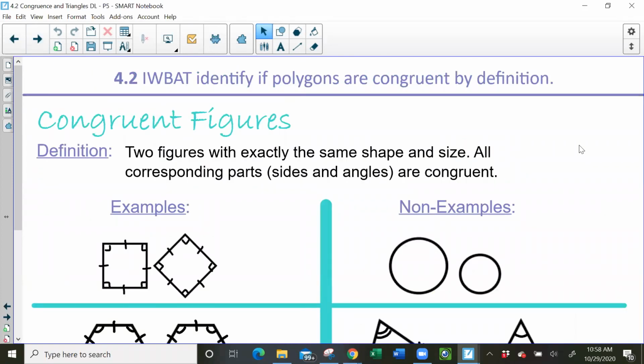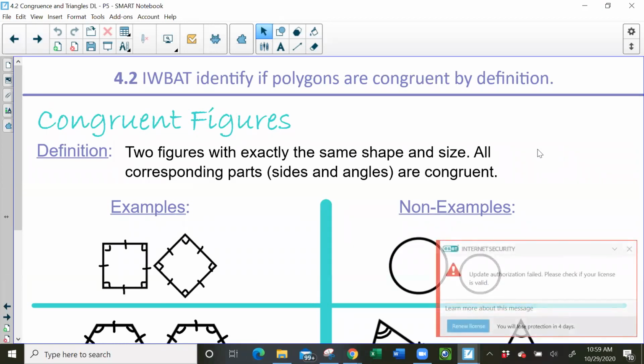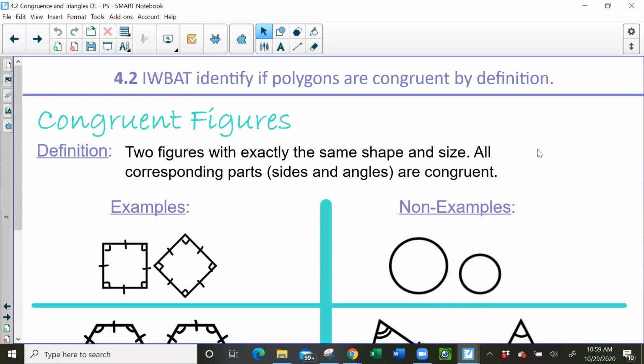So we first need to find out, what does it mean when two figures are congruent? So please write this in your notes. The learning target is still at the top. The definition of two figures being congruent is when they have exactly the same shape and the same size. And if they have the same shape and size, all of their corresponding parts are going to be congruent. So all of the sides that are corresponding will be congruent, and all of the corresponding angles will be congruent.